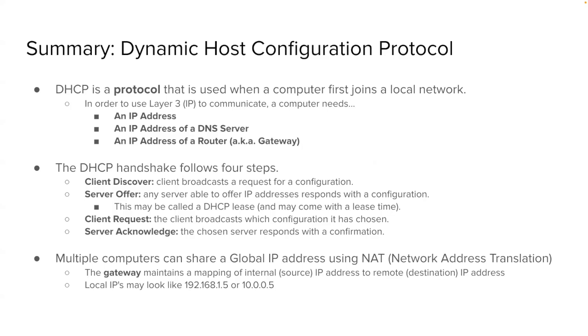Another important point, quite interesting, is that multiple computers can share a global IP using network address translation. The idea is that since we're all local within the network, we don't need unique global IPs. When the router talks to the internet, the router can only have one IP address, and the users that rely on the router can have whatever address, to be honest. It doesn't matter since they're talking to the internet through the router.